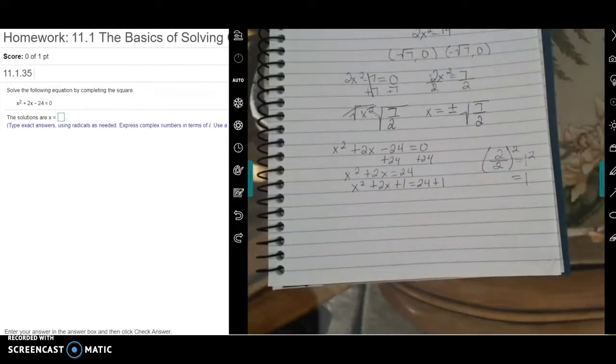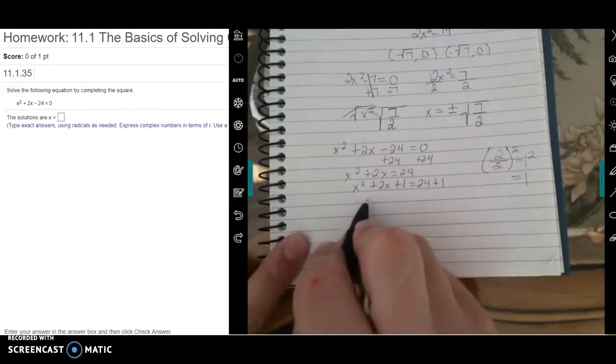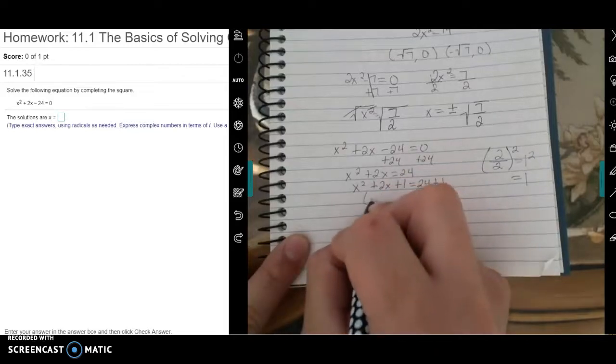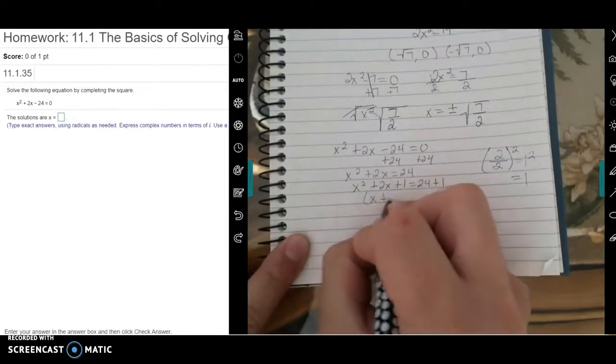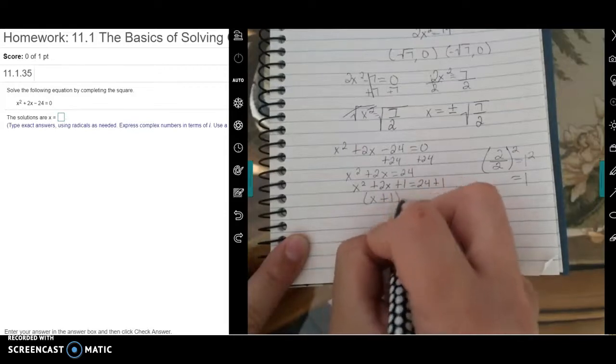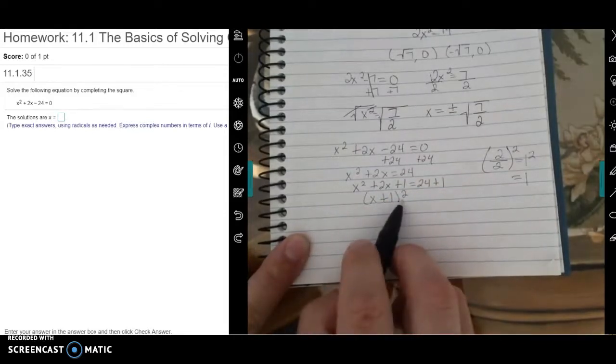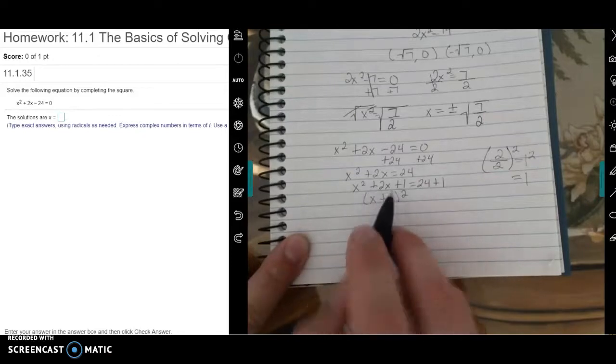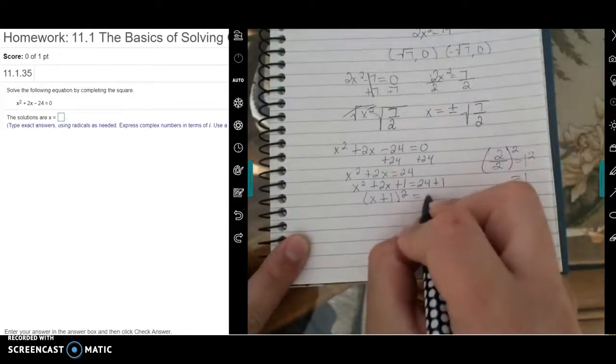All right? Now, what that allows us to do to this left side is write this left side up as what we call a perfect square. It's like factoring it. So I can rewrite this as x plus 1 squared. X plus 1 squared, if you FOIL that out, will give you x squared plus 2x plus 1. And then 24 plus 1 is 25.